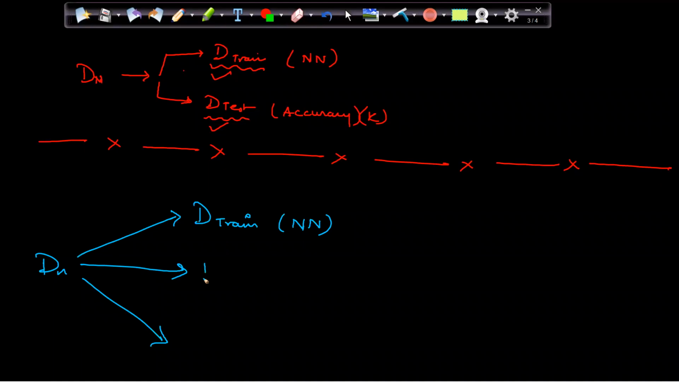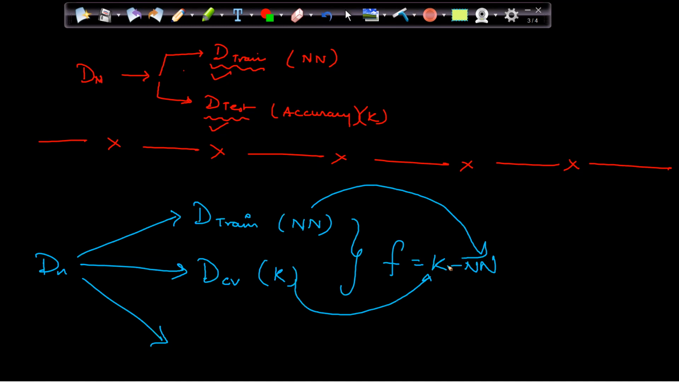I will have a D validation, also known as CV, the validation data. Validation data is helping me to find the value of k. That means which k value is the best I can choose in the model. So this is helping me to find a function which is nothing but kNN, where k is coming from here and NN is coming from here. And I will have one more data, which is Dtest.